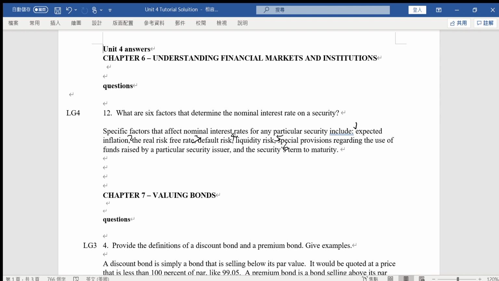And finally, the last one, the term to maturity. You will find that the relationship is also positive, because the longer the time, the higher the return, the higher the interest rate you should provide. And that will be the relationship between those factors and the nominal interest rate.